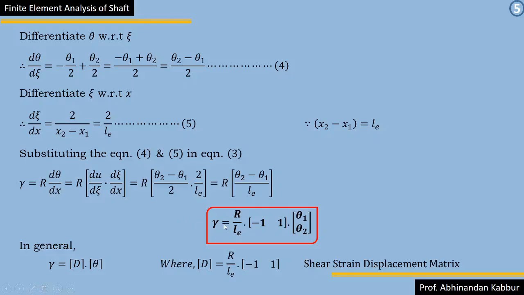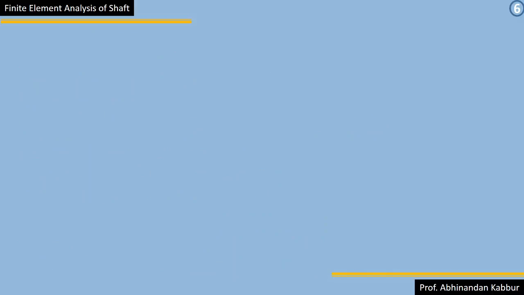This shear strain in general can be represented as gamma is equal to d into theta, where d is r divided by Le into minus 1 1 is the value of d, and this is the shear strain displacement matrix, and theta is the angular displacement.